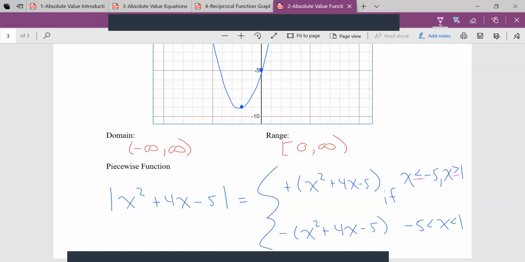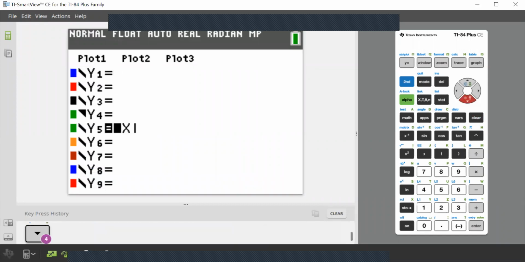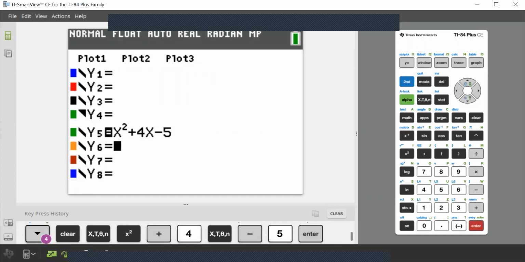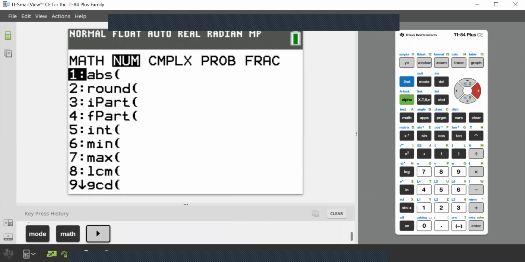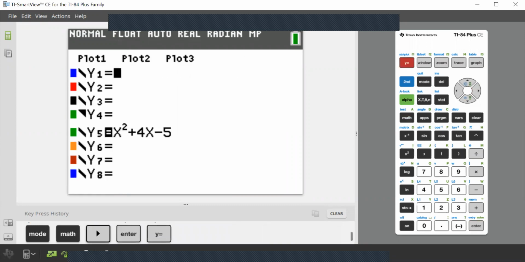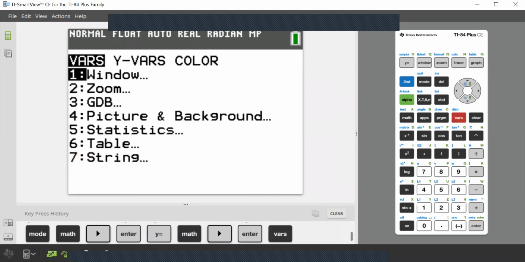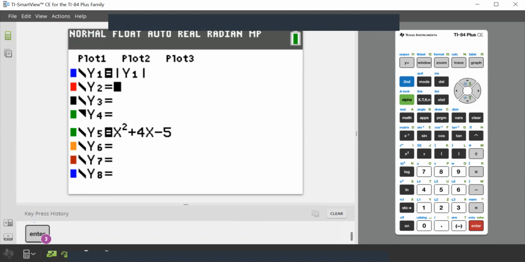And again, you can graph that in your calculator. So really quickly, let's do that. Let's grab our calculator. Okay, clear all this garbage out. If we graph our original parabola like that, then I can take the absolute value of that. So I go math, over to num, and then I can graph what was in y1, and here we go, ready?